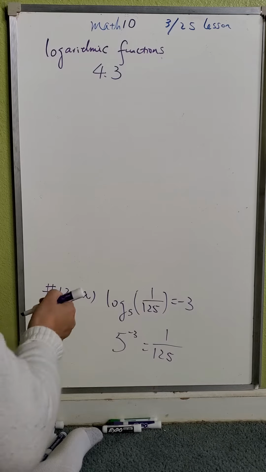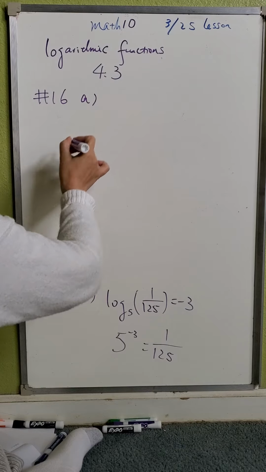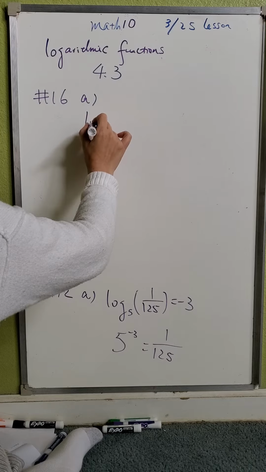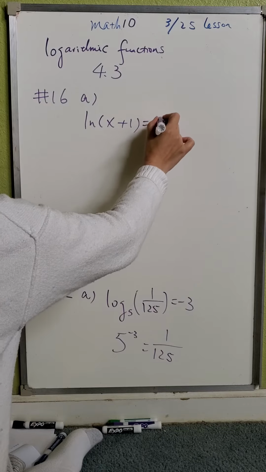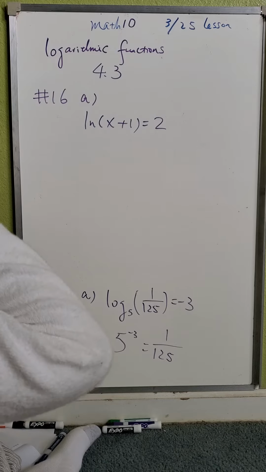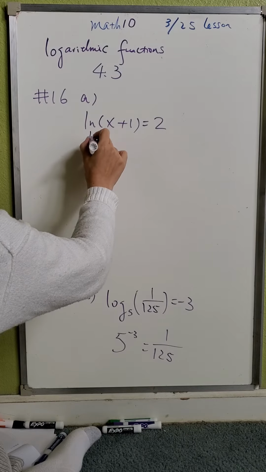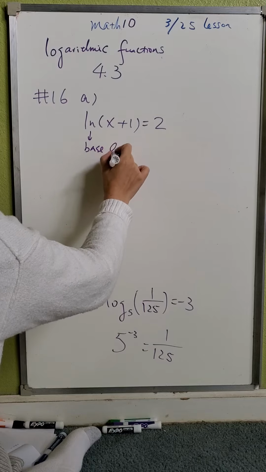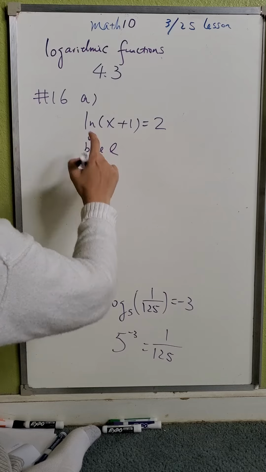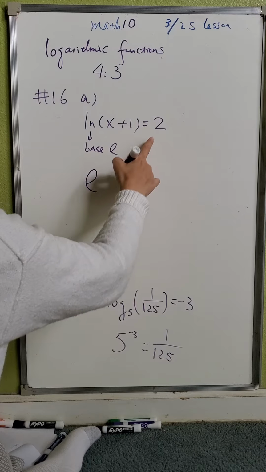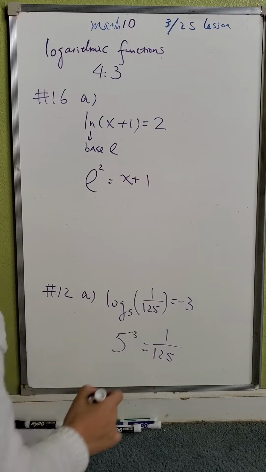And here is number 16, A. Ln of x plus 1 equals 2. So now, what is Ln? Ln is a base e logarithm. It means that here the base is e. They didn't write it. When you see Ln, that means the base is e. So we go e, switch this to the other side, this goes to the other side. Okay, that's how you switch it.